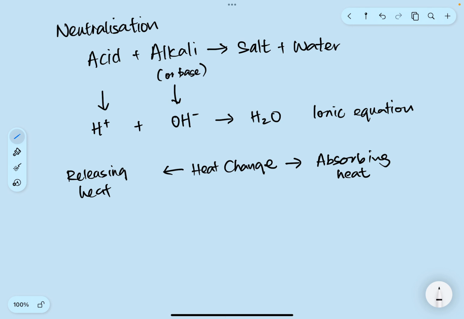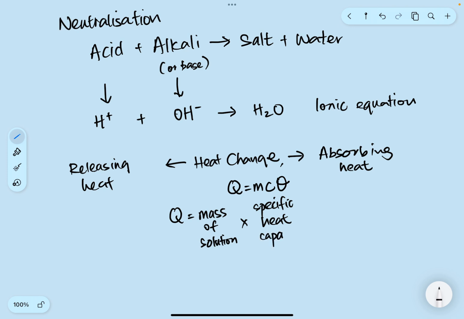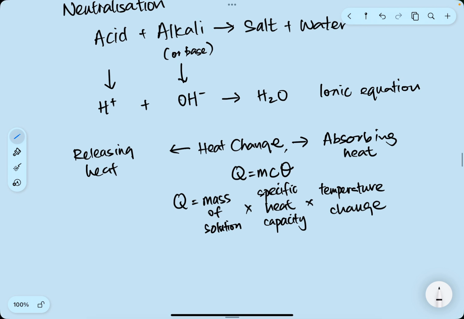Here's the fun thing. Heat change is known as Q in most of the equations that we write, and based on what you learned in physics, Q equals mc theta, which is the mass of the solution, in our case the acid and alkali, multiplied by the specific heat capacity of the substance we are looking at, and lastly, the change in temperature. When we have all these, they tell us the heat change, but it's still not good enough to tell us what is happening, because we are always going to have a positive value for our heat change.